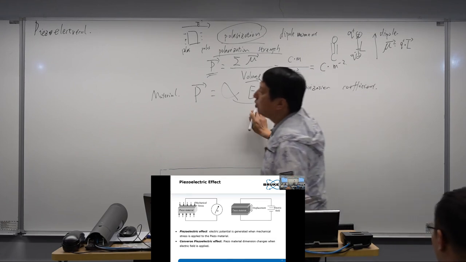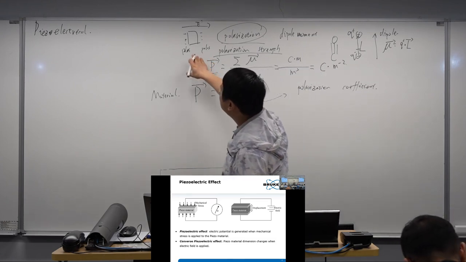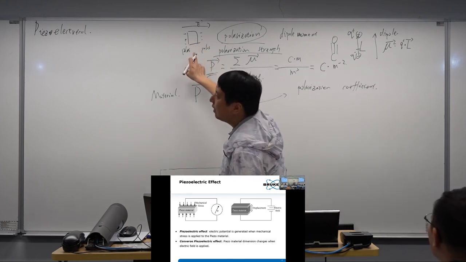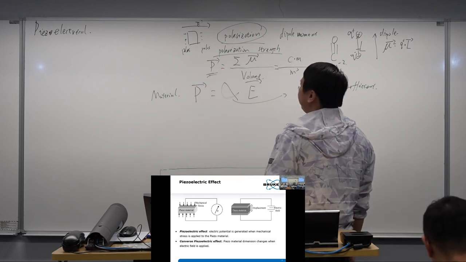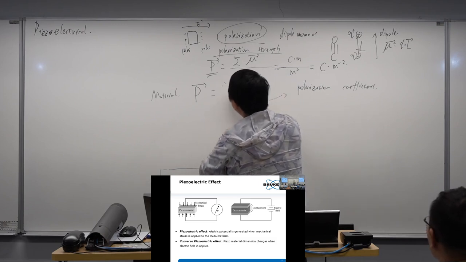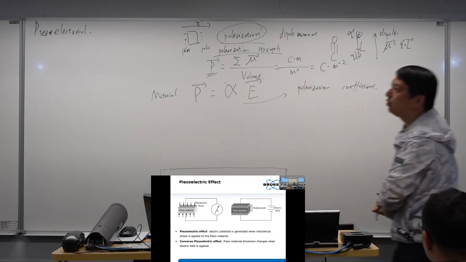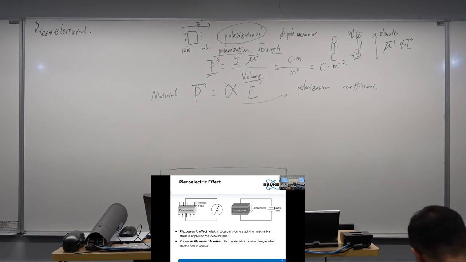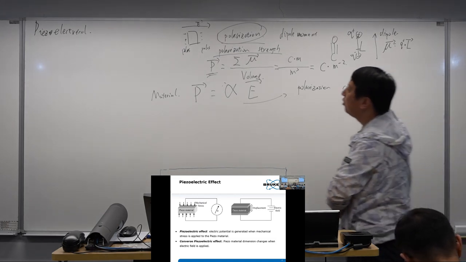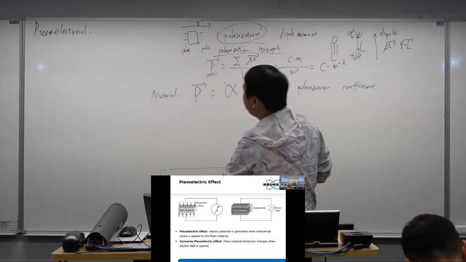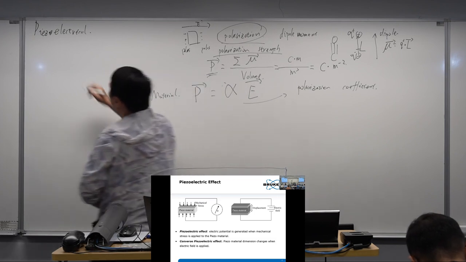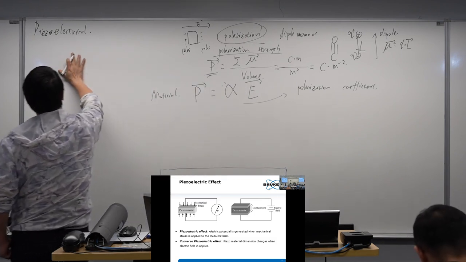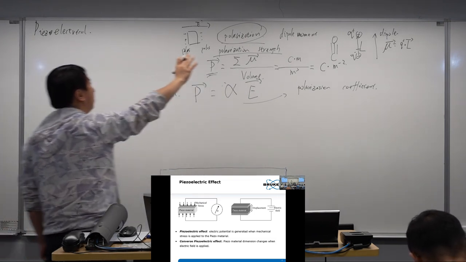This is used to describe how easily these materials can be polarized by an external field. Usually we would use alpha to describe it. Okay, that's the polarization. We have another way to describe it.